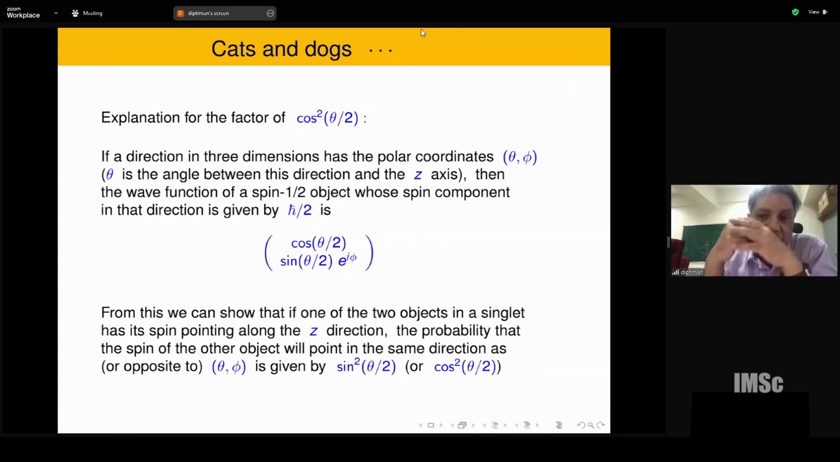So where did this come from? This comes from the following fact, which I discussed in the morning. If a direction in 3 dimensions has polar coordinates theta, phi, where theta is the angle between this direction and the z-axis, then the wave function of a spin half object whose spin component in that direction is h bar by 2 is cos theta by 2 as the upper component and sin theta by 2 e to the i phi as the lower component. From this, we can show that if one of the two objects in a singlet has a spin pointing along the z direction, then the probability that the spin of the other object will point in the same direction is sin squared theta by 2, or in the opposite direction is cos squared theta by 2.